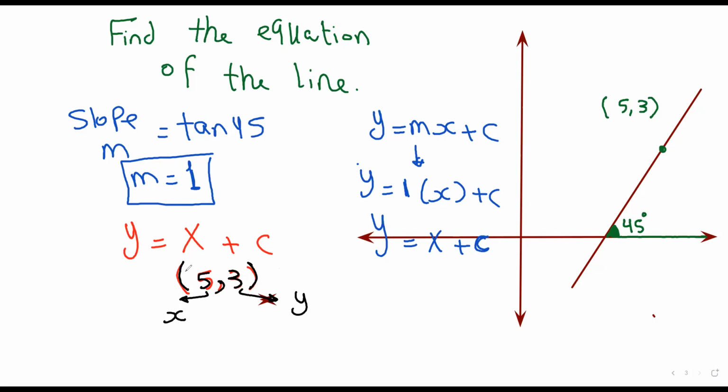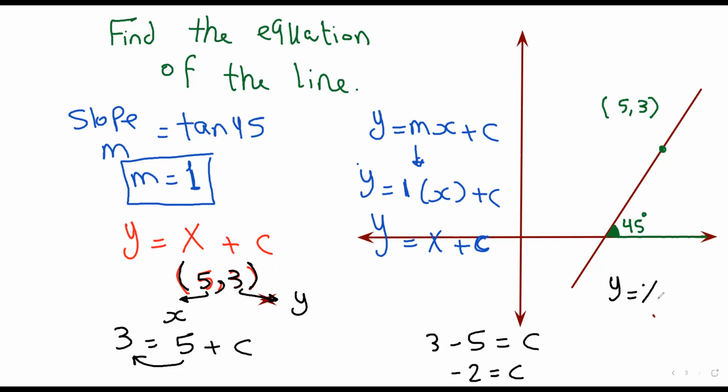So here y is equal to what? Y is equal to 3 equals 5 plus c. Move 5 to the other side. So 3 minus 5 equals c. C equals minus 2. Now the equation is going to be y equals x minus 2. Did you get it?